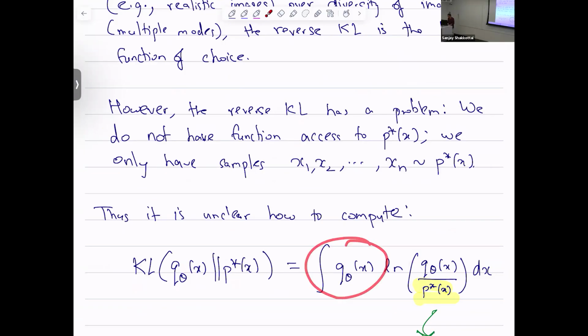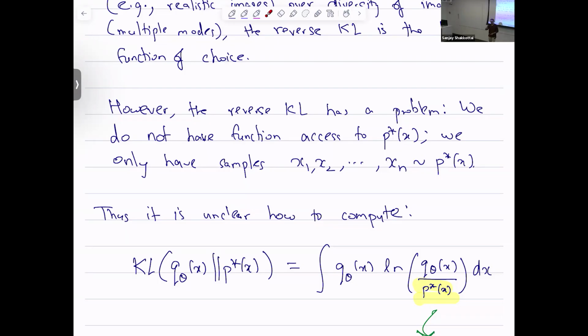This I can approximate by samples, but samples of what? Now this expectation is not with respect to the ground truth distribution. It's with respect to the samples of the distribution that is learned. Okay, it's a different distribution. Problem number one. Bigger problem. I don't even know P star explicitly. I don't functionally know what P star is. Okay, and this cannot be approximated by samples.